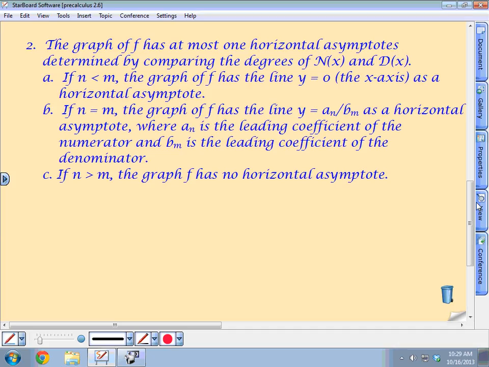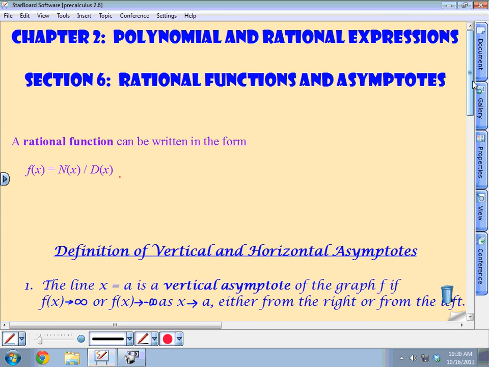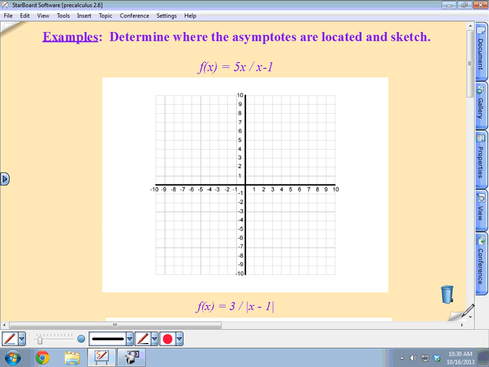It's all using the things that you learned in the past, so you're not learning anything new. All you're doing is applying those to these 2 sets of rules, one for a horizontal, one for a vertical asymptote. So what we'll do is we will do a few of those. Determine where the asymptotes are located and sketch.